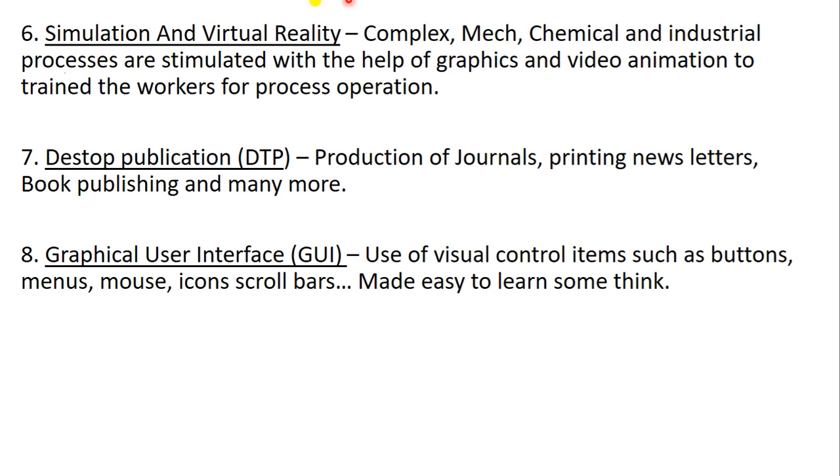Okay, for what purpose will we use this? Virtual reality: in complex mechanisms, chemical and industrial processes are simulated with the help of graphics and video animation to train the workers for process operations. I will give you a simple example, so you will get the answer. So we'll get an idea what simulation and virtual reality are.